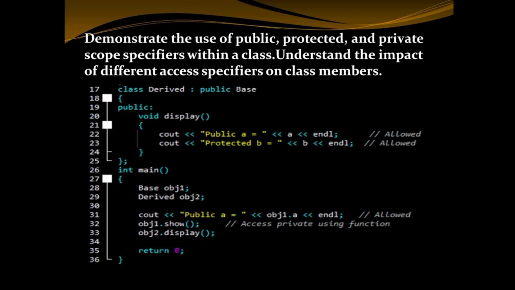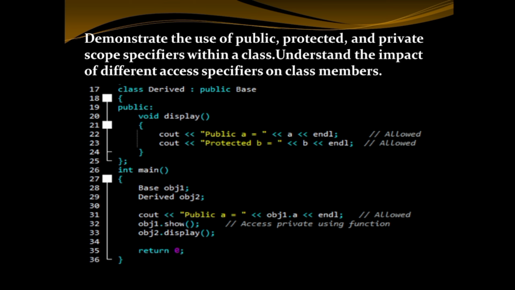Class Derived : public Base. So the public Derived class is basically one which inherits from the Base and it becomes a child class. It gets access to public and protected members. Then we create public void display(). In that, cout << "public a = " << a, cout << "protected b = " << b.